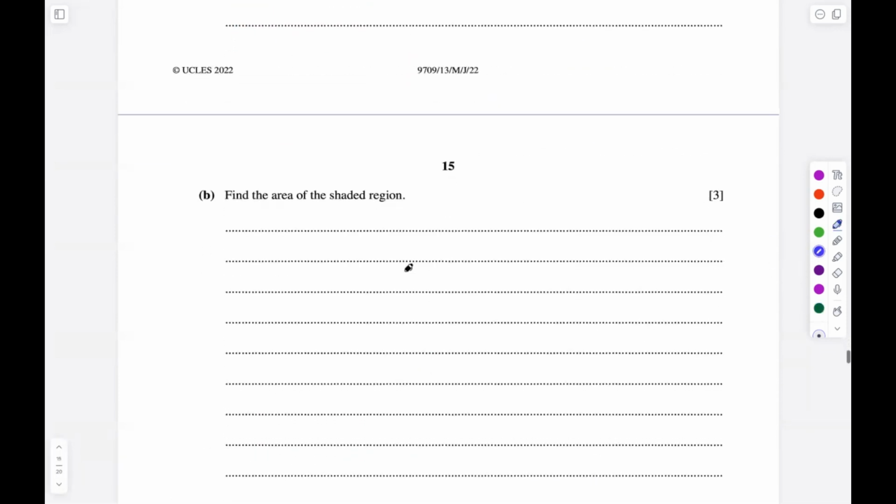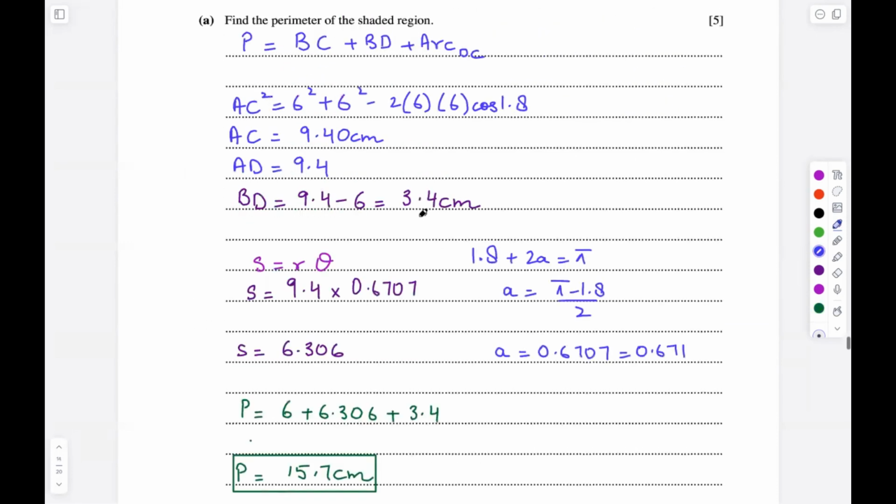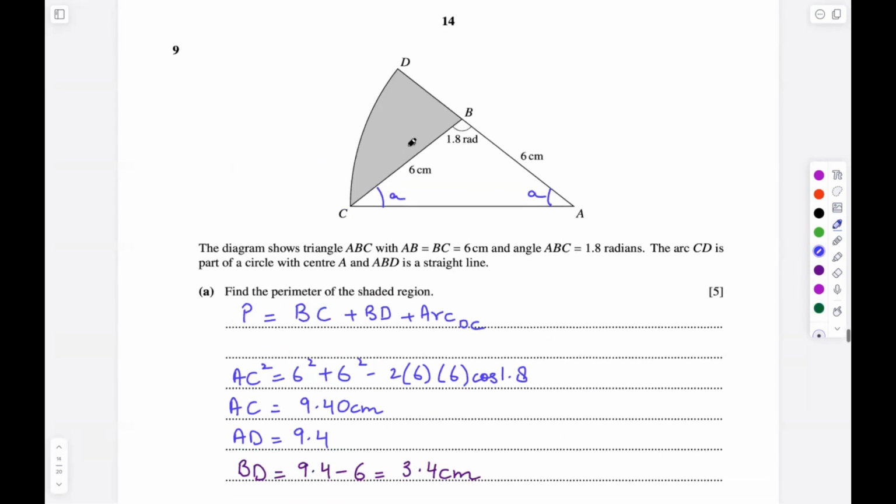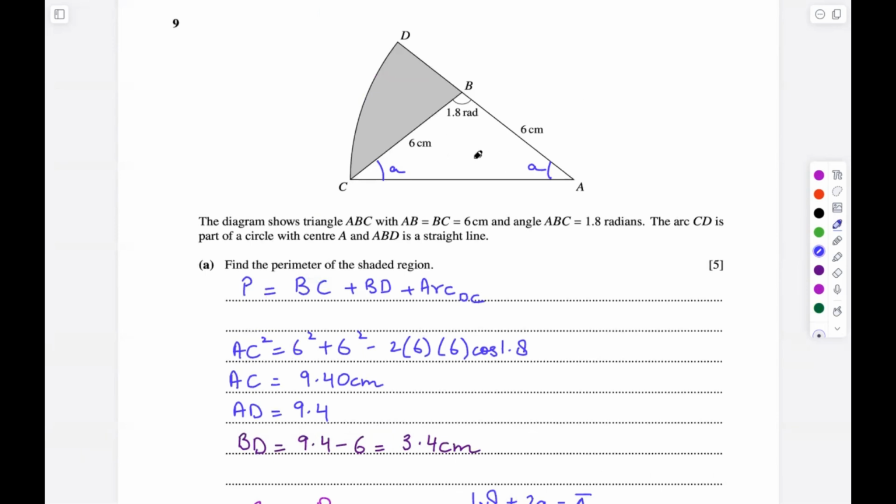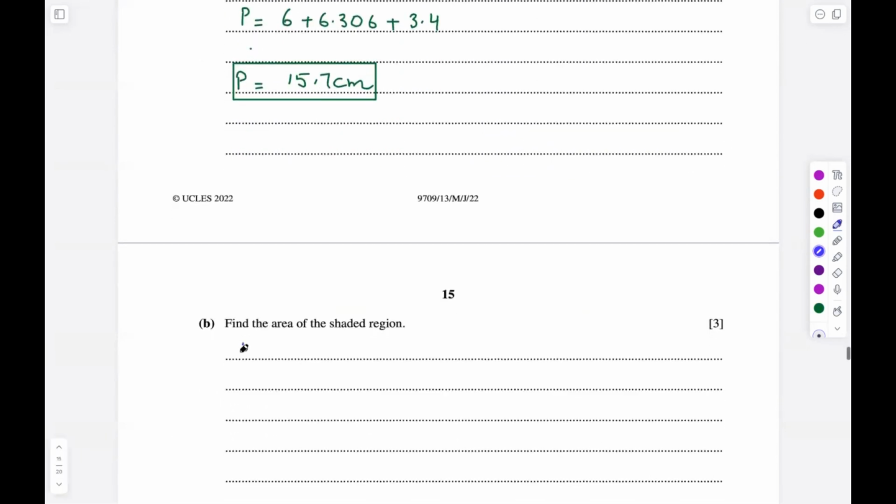In part B, we have to find the area of the shaded region. Now, to find the area of the shaded region, we can find the area of the complete sector and then subtract from it the area of the triangle. So the area will be equals to area of sector minus the area of triangle.